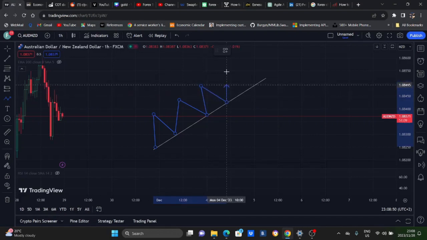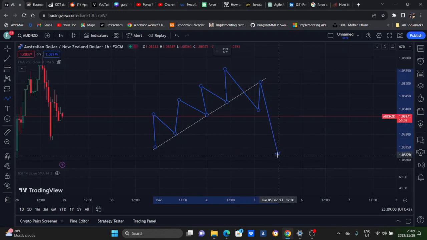This is a trend line. Up, down, and then it breaks. And then it comes back. This is a retest on a trend line. And then what happens? It goes down.